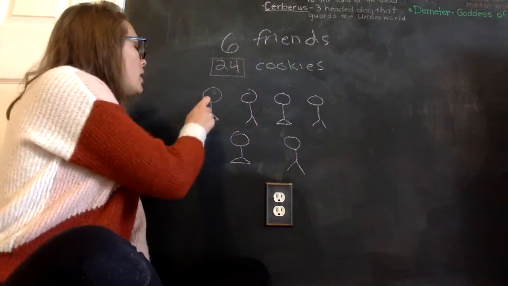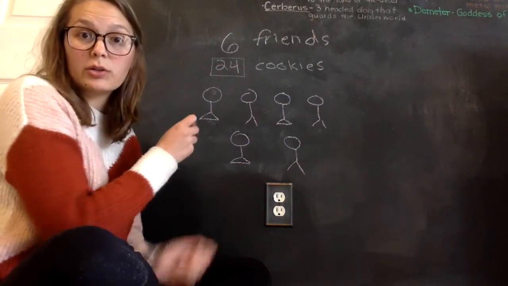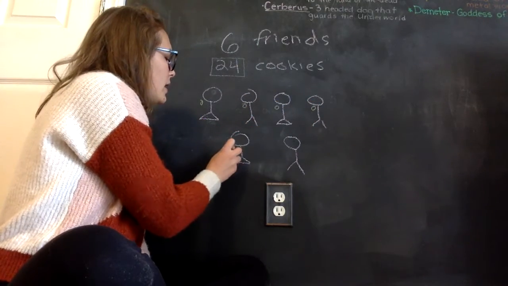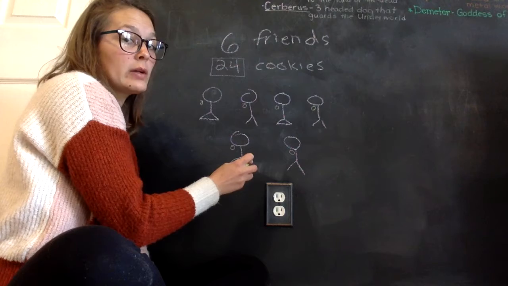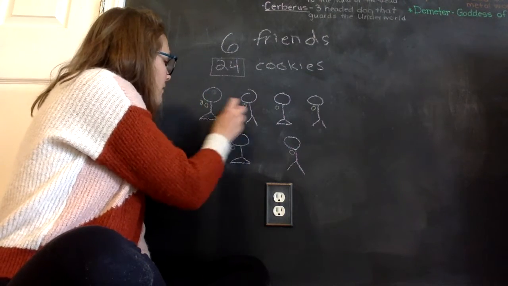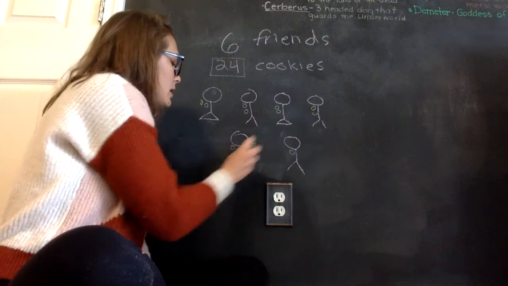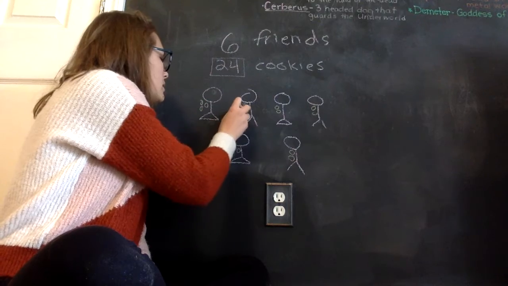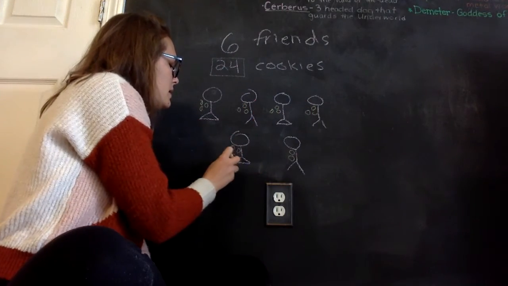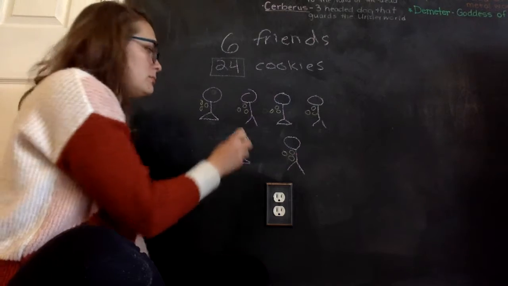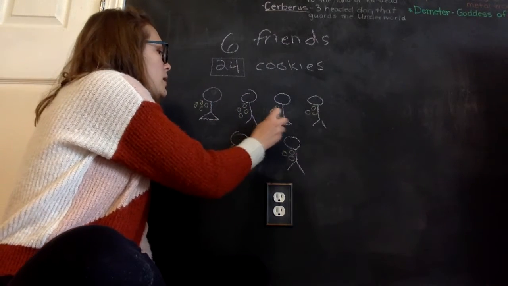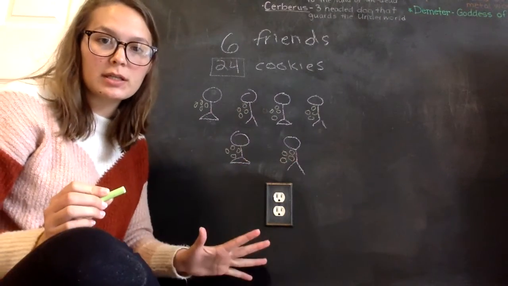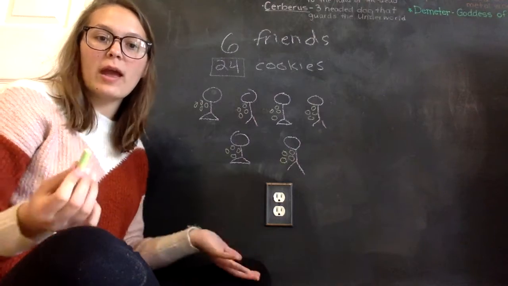Green cookies. I'm going to count to 24. You can count with me if you want, or you can draw on your own paper. 1, 2, 3, 4, 5, 6. Are we at 24 yet? 7, 8, 9, 10, 11, 12. 13, 14, 15, 16, 17, 18, 19, 20, 21, 22, 23, 24. I've divvied up my 24 cookies. How many cookies does each friend get?